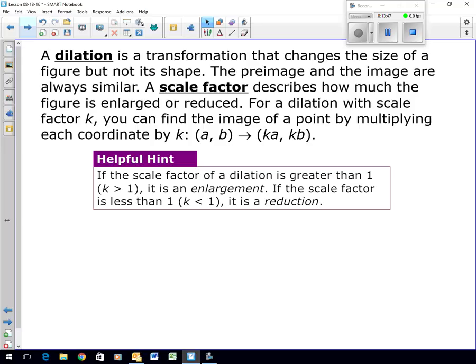It's going to happen on a dilation. That's what a dilation does. It changes the size of a particular shape. Still using the terms pre-image and image. A scale factor tells me how much I'm going to either enlarge or reduce a figure. When I say enlarge, what does that mean?